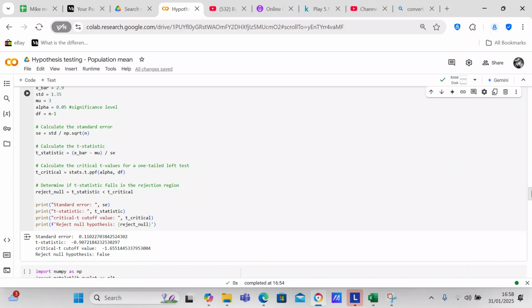So reject null equals t-statistic is less than t-critical, and that's false because your t-statistic is negative 0.907 and your t-critical is negative 1.655. So t-statistic is less than t-critical is false.